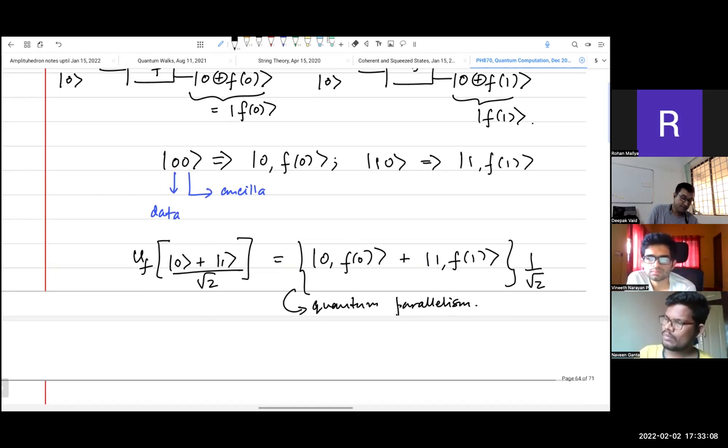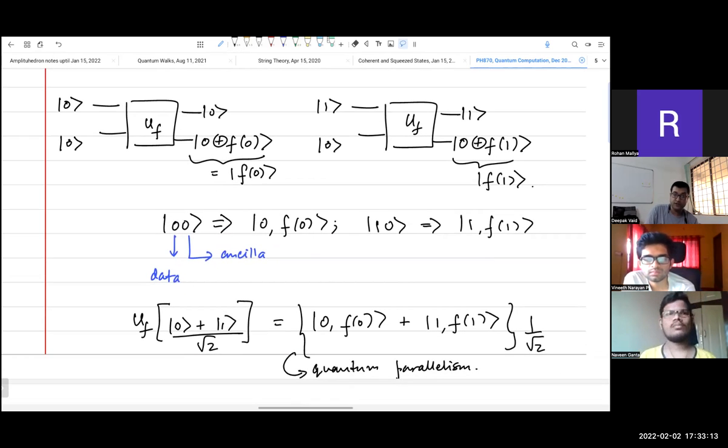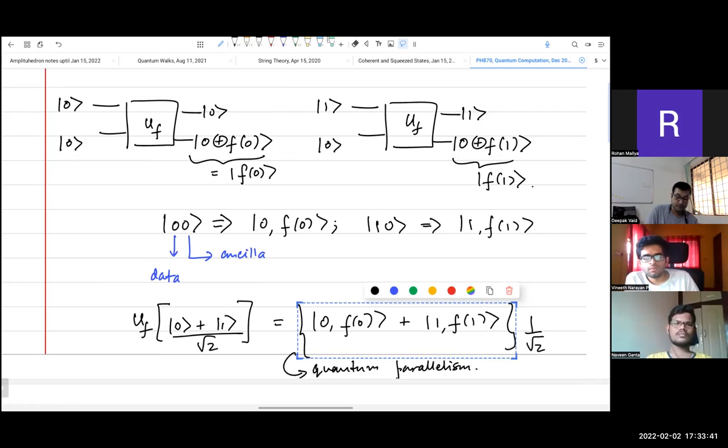Because what this is saying is that in order to evaluate my function f on two different values of x, so I want to evaluate my function on x equal to 0 and x equal to 1, I can just run this circuit once. Because if my input state is a superposition of 0 and 1, then my output state will be a superposition of the answers, f of 0 and f of 1.